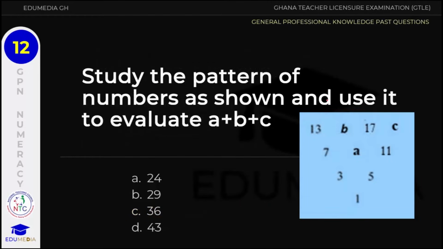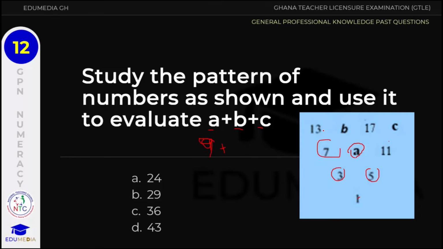Question 12. Study the pattern of numbers as shown and use it to evaluate A, B, C. So we have a number pattern here that you're going to study. Just taking a glance at this number pattern, you can see that all these numbers are odd numbers. So we have to fill in the gaps, and that will help us solve this question. So we have 1 here, 3, 5, 7, and the next number here, A, that is 9, because that's the next odd number.